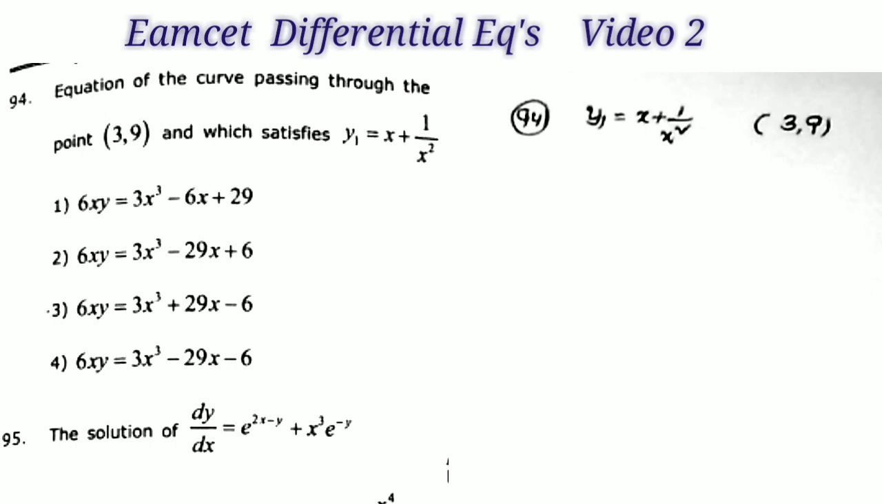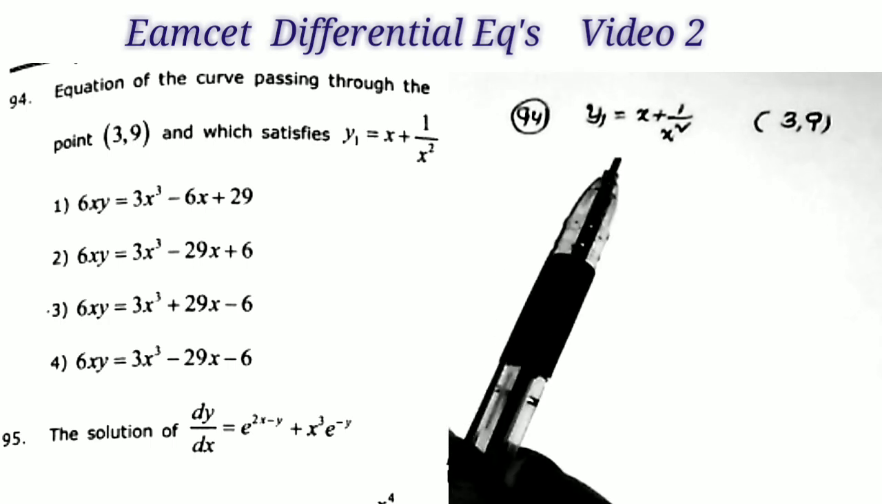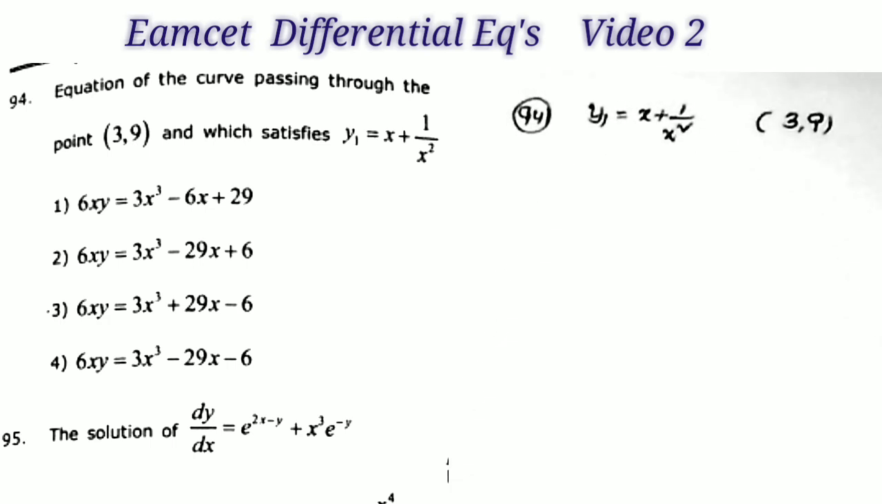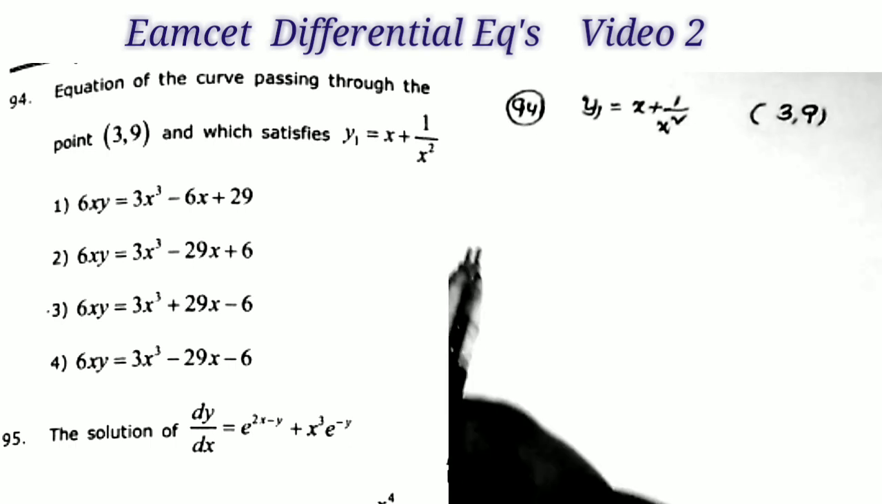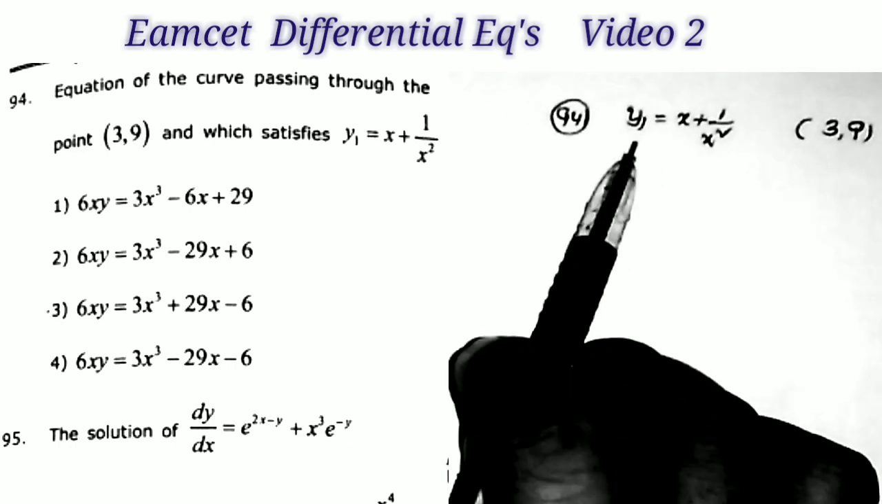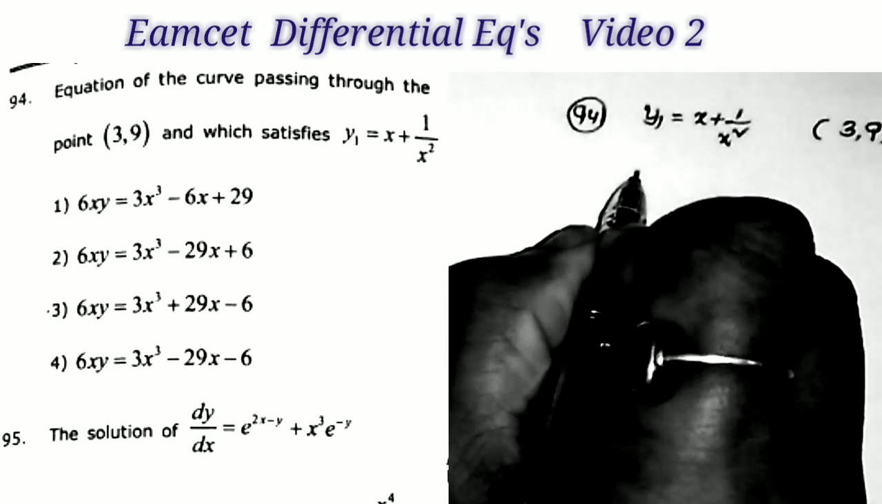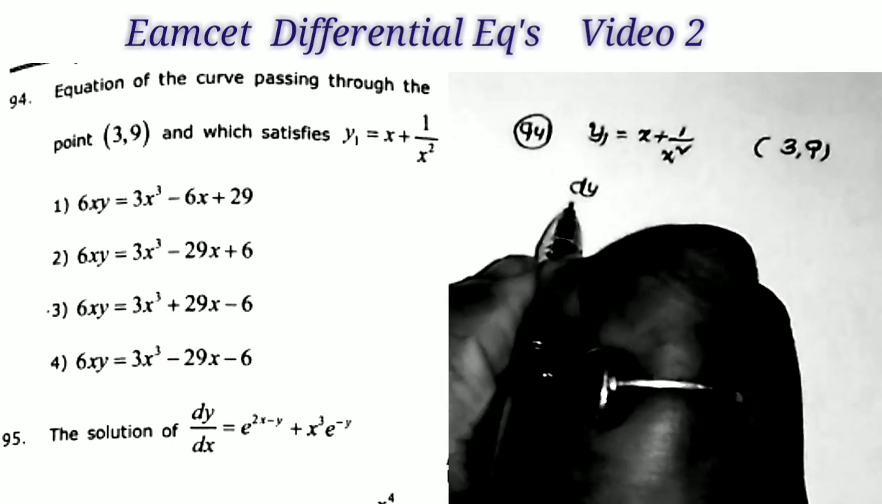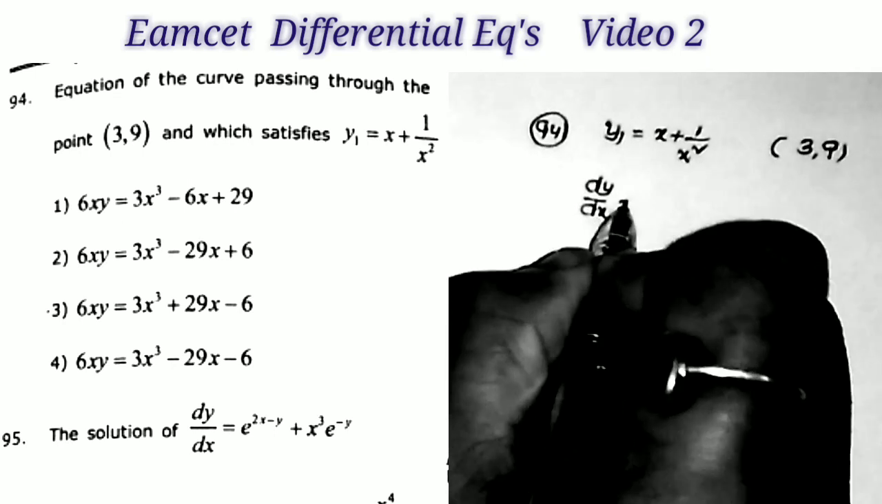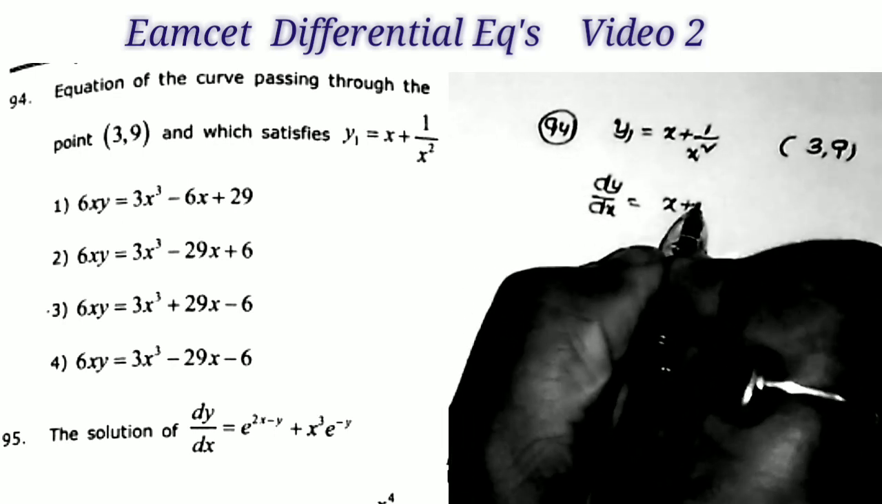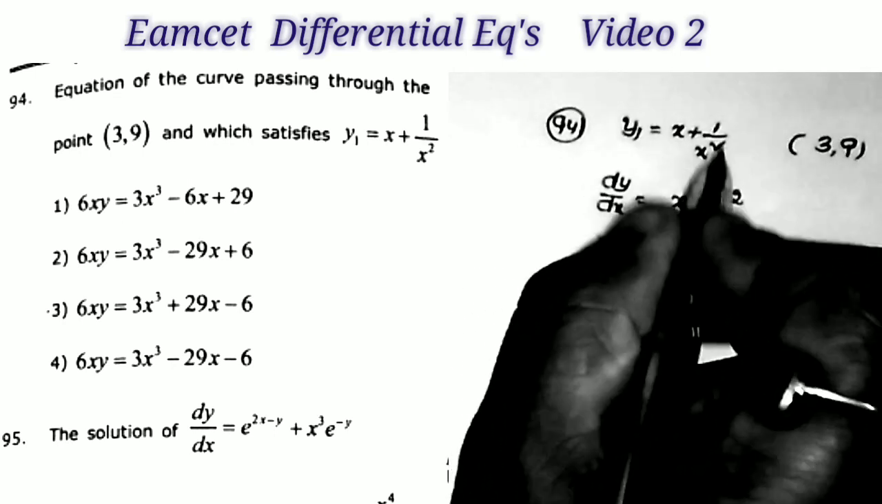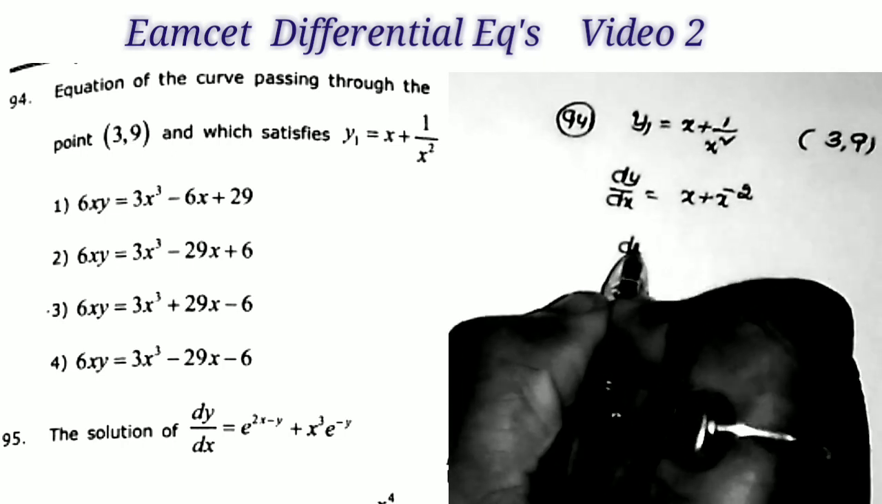Question sum number 94. The question is: equation of the curve passing through the point 3, 9 and which satisfies the equation y1 is equal to x plus 1 by x square. So we want the equation of the curve. This is given. Y1 is equal to this value. Point is equal to 3, 9. So first what is y1 here? Y1 means dy by dx. Dy by dx is equal to x plus x power minus 2. 1 by x square is equal to x power minus 2.